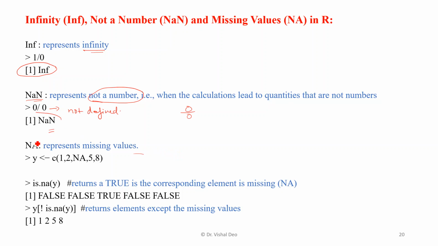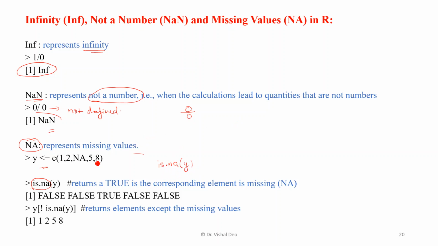And then NA is again very important. NA represents missing values. If you have a missing value anywhere, it will be represented by NA in R. To see if there is any missing value in a vector, we can use the function is.na. So we are asking R, is there any missing observation in this vector? It returns true or false.